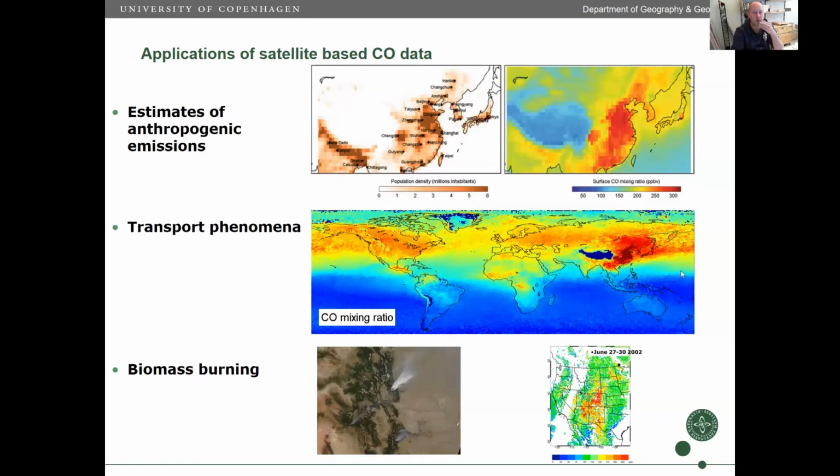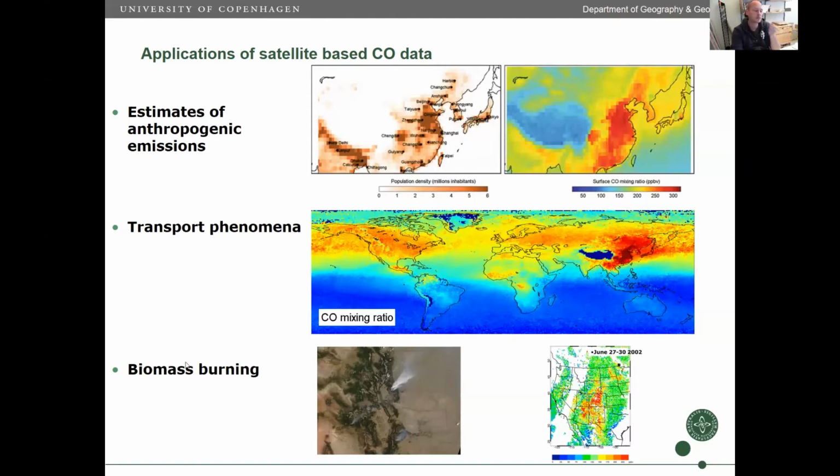And carbon monoxide is also a relatively long-lived trace gas. So we can also use carbon monoxide products to see where these emitted pollutants go once they have ended up in the atmosphere. So you can see here that the air pollution that China is emitting is blowing up here and then going into the Pacific, for example.